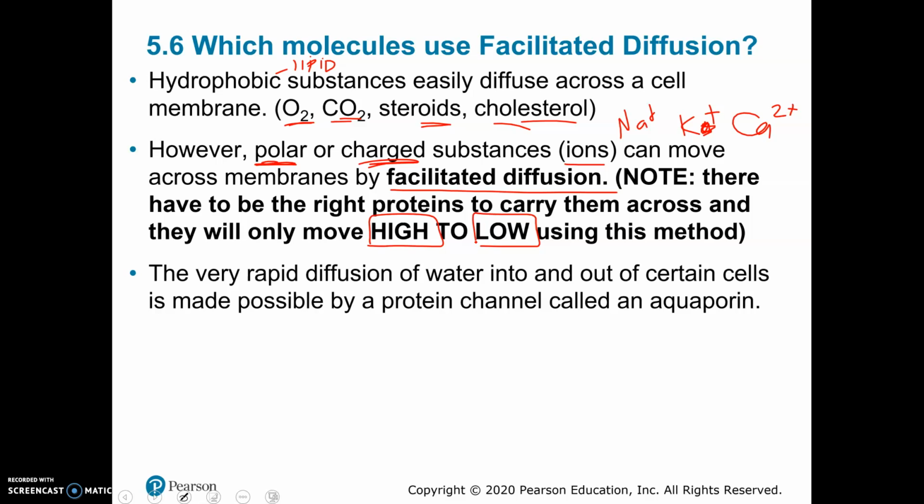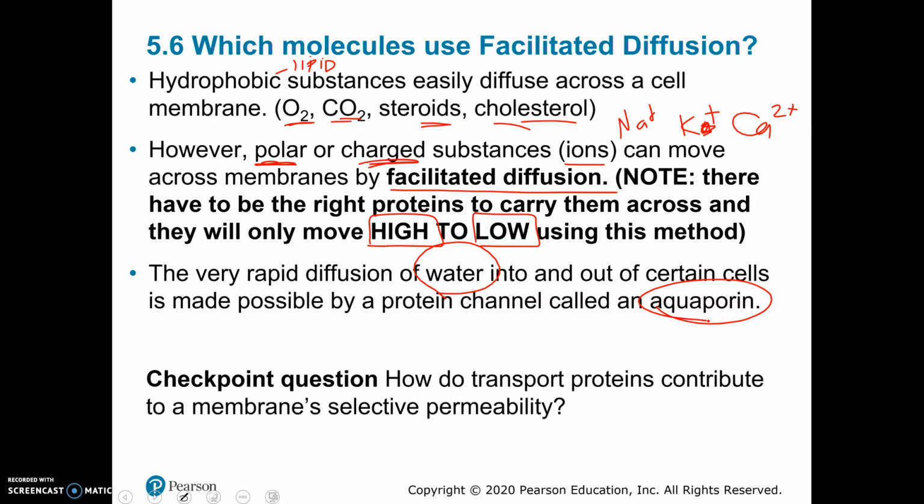So also water. Water does not flow into your cells super fast on its own, but there are proteins in the membrane called aquaporins that specifically carry water. And because of those aquaporins, which all your cells have, water pretty much flows through very quickly, as if it passed through the membrane on its own.